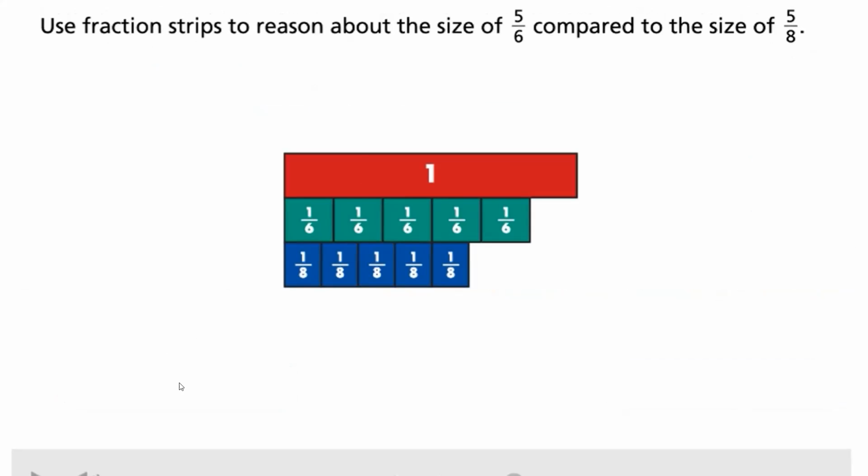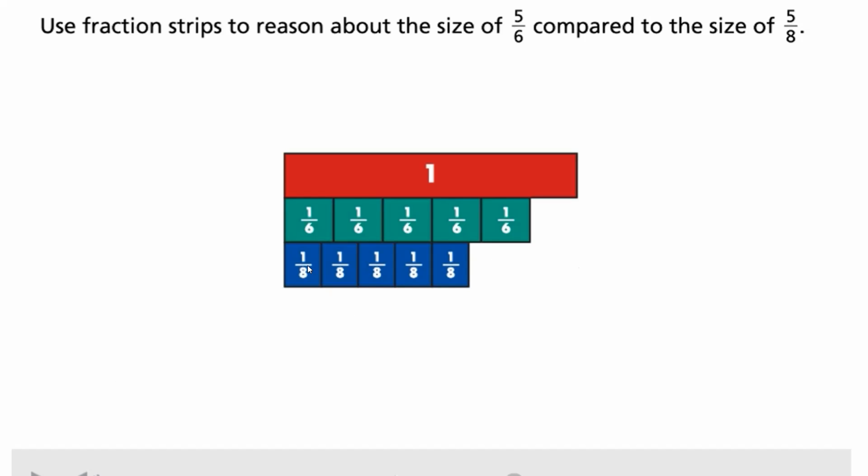So let's take a look here. Now our one whole is shown on top. Underneath it, we have the 1/6 size pieces. So here we have 5 of them. So if we had one more, we would have the whole. So 5 of my 6, or 5/6, is going to be almost my whole, but 5 of my 8 is farther from my whole because we would need 3 more pieces to make it a whole.